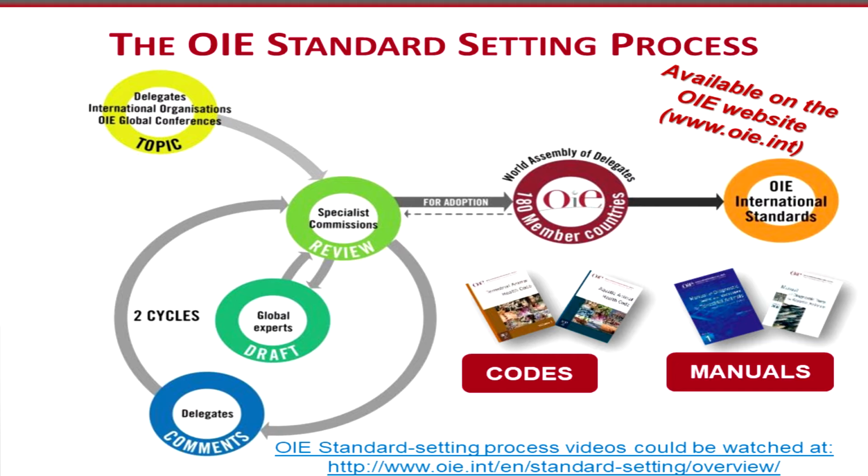We have two types of standards. We've got the terrestrial and the aquatic standards, which are called the codes, and we've got the diagnostic standards, which are called the manuals. Once it becomes a standard, it is published on the OIE website. I hope you'll be able to get this presentation, and you can click at that website down there, and you'll see a video on actually how this is done.